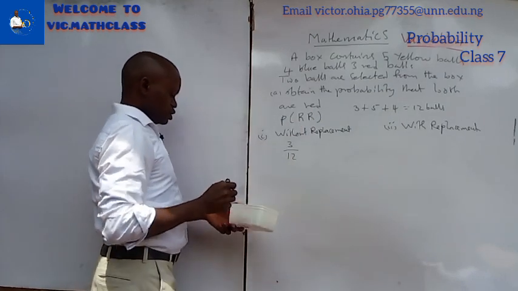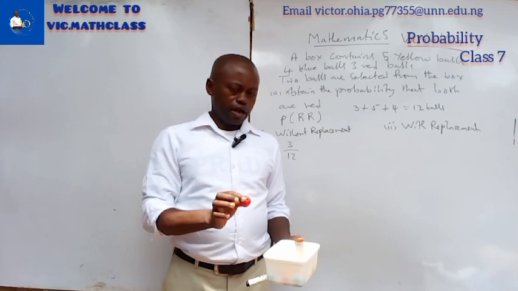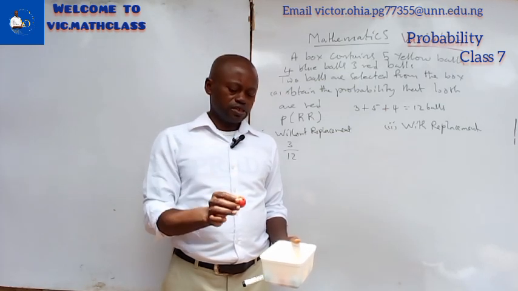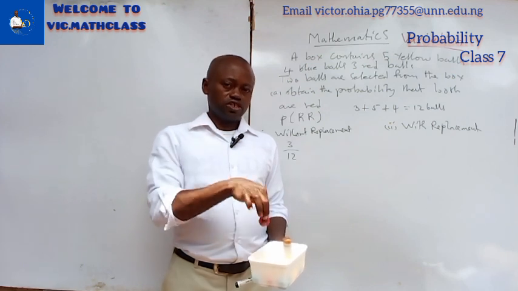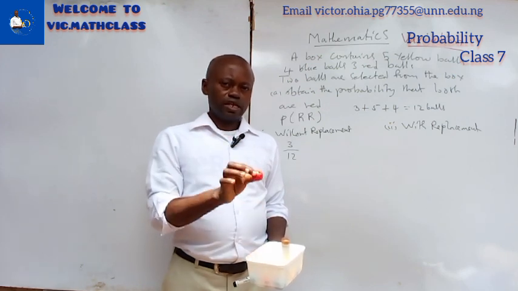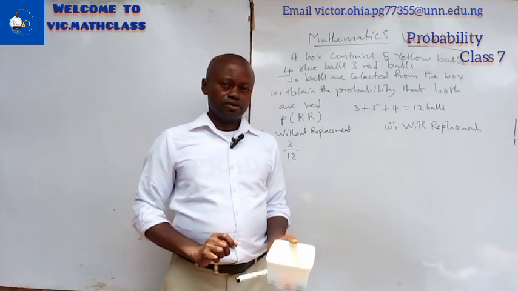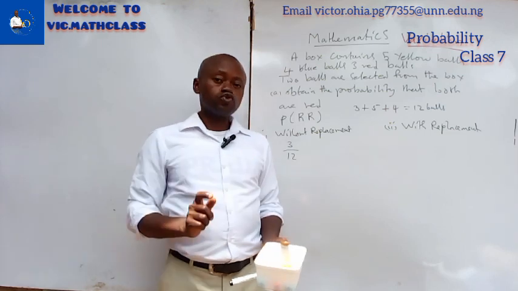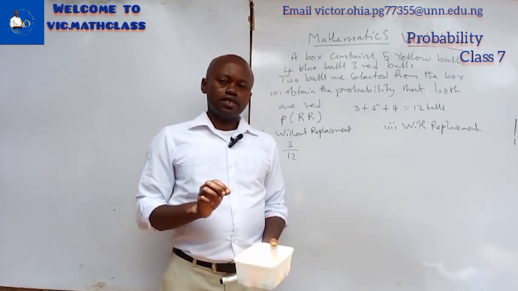Now, what we mean by without replacement is that I have taken this and it is a red ball. I am not going to return it inside this box. That is without replacement. I'll keep it outside. The probability of that selection is 3 over 12. Now, I am going to take another selection.